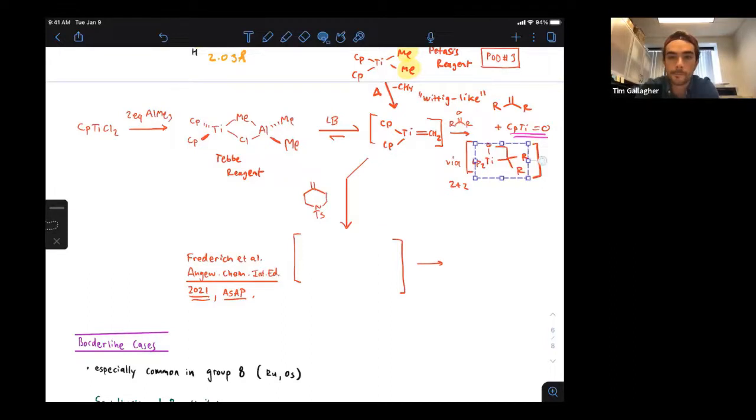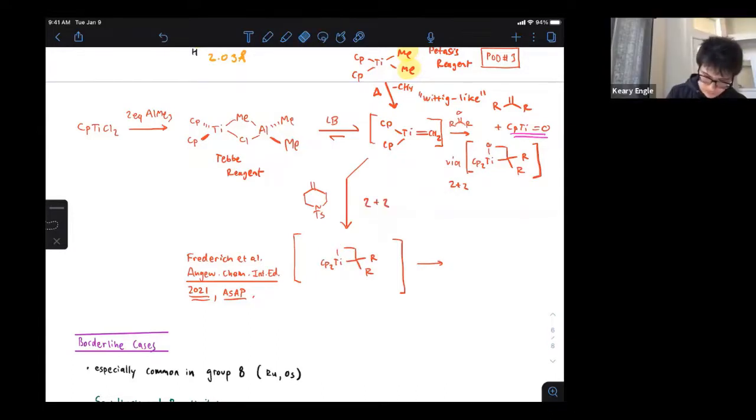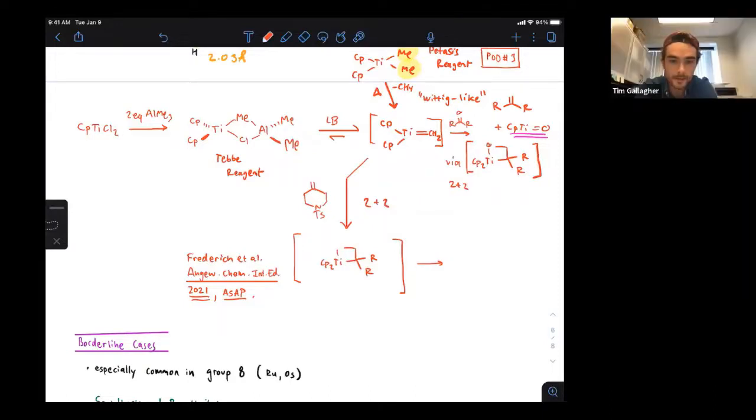So I think that it would also do a 2+2. Okay. And at this point, I think you would have the same type of complex that you drew with the titano-oxo, except instead of the oxygen, I think you'd have another methyl group there. Yeah, and then maybe this could be catalytic and do reductive elimination to form the cyclopropane.